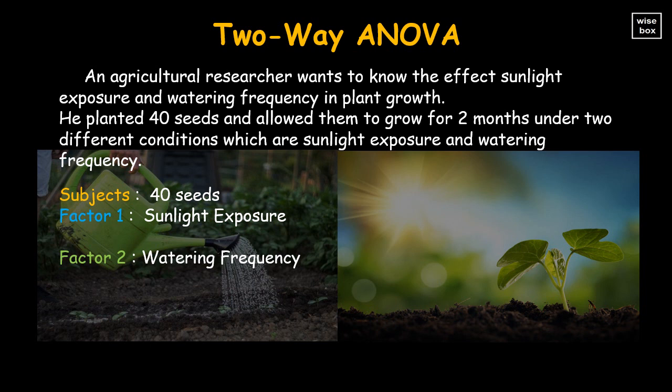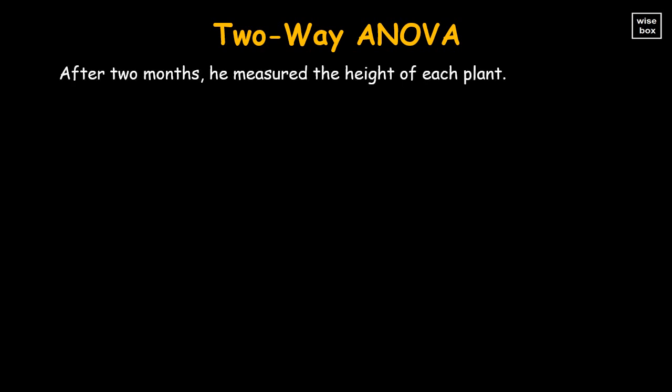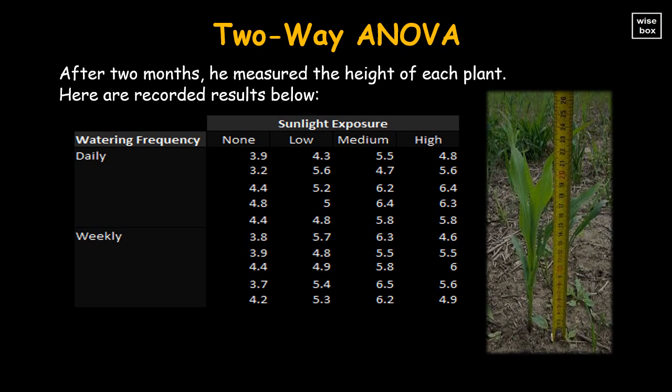For the first factor, the treatment levels, or conditions, are none, low, medium, and high. For the second factor, the treatment levels, or conditions, are daily and weekly. After 2 months, plant height is measured. Here is the tabular results, when the researcher measured the height of each plant. The means of data, for each group, were also computed, and presented.